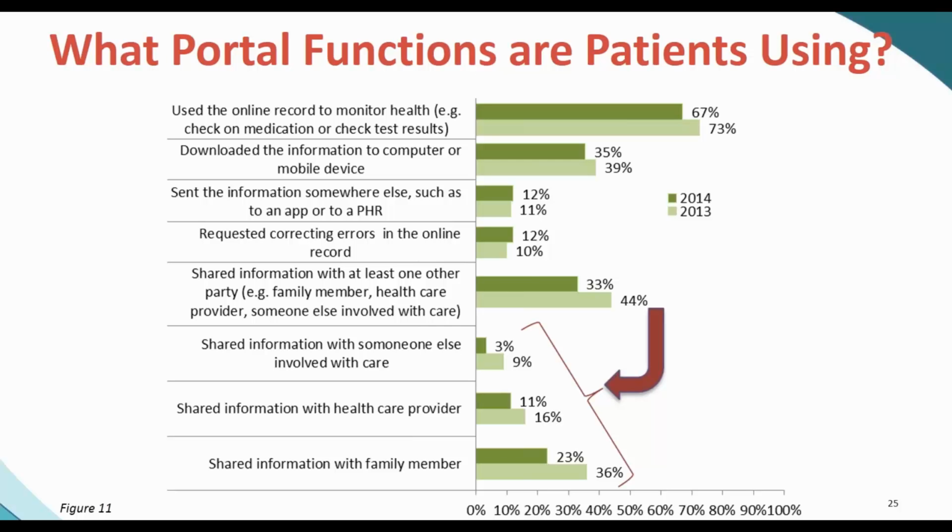But what I want to focus on here is that halfway down where it says shared information with at least one other party. Almost half of the patients did that in 2013 and 2014. And then this breaks it down into who they shared this information with. They shared information with someone else involved in their care, with another healthcare provider, or with another family member.